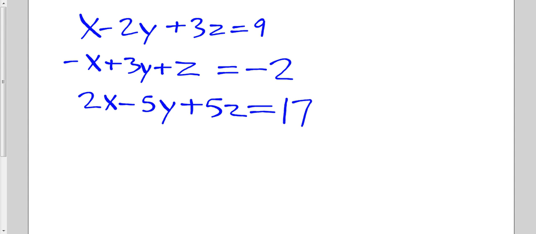Okay? The good news is the strategies that I use for 2 variables and 2 equations are the same strategies that I use for 3 variables and 3 equations. Same strategies, okay?